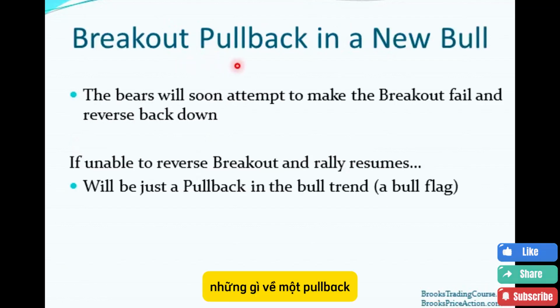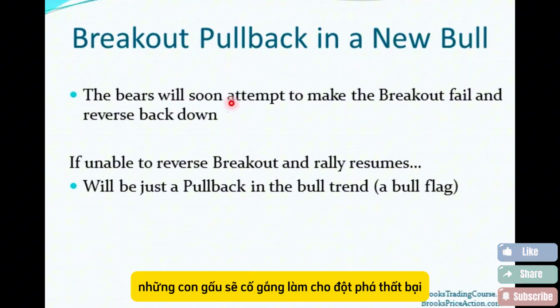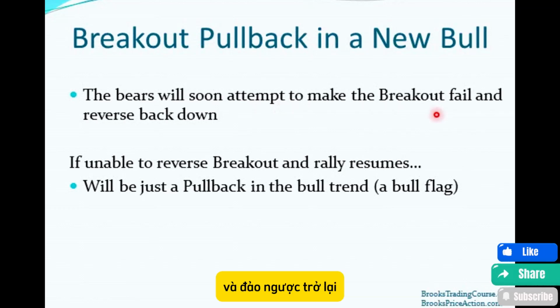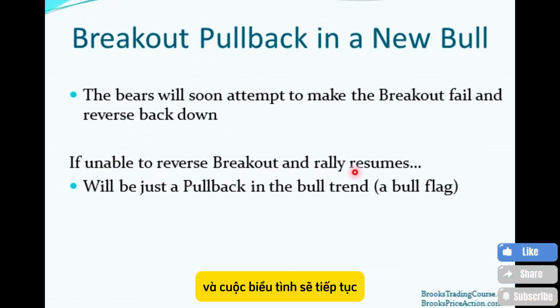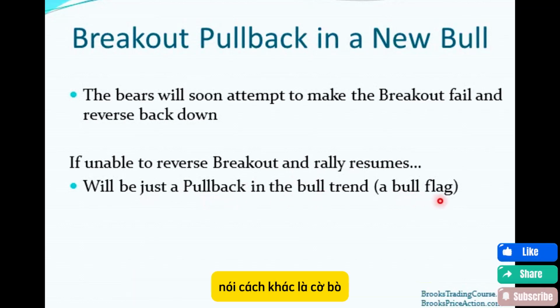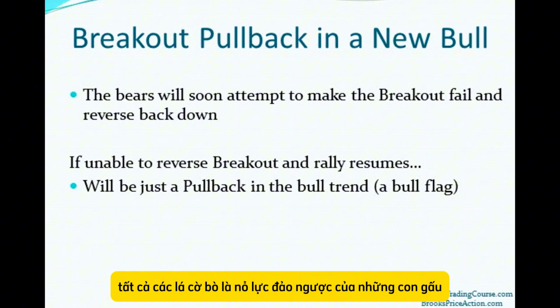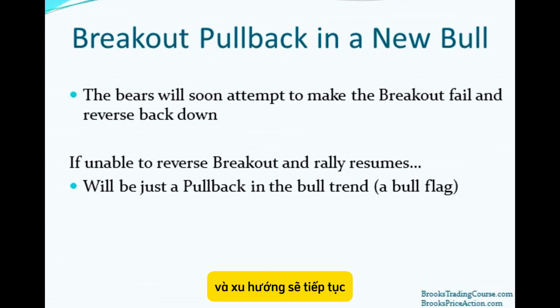What about a pullback in a breakout in a new bull trend? Eventually the bears will try to make the breakout fail and reverse back down. They probably will be unable to reverse the trend, and the rally will resume, and their reversal attempt will become simply a pullback in the bull trend. In other words, a bull flag. All bull flags are reversal attempts by the bears, and you have to assume that the bears will fail and the trend will resume.